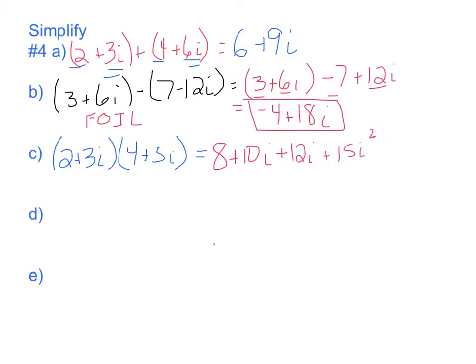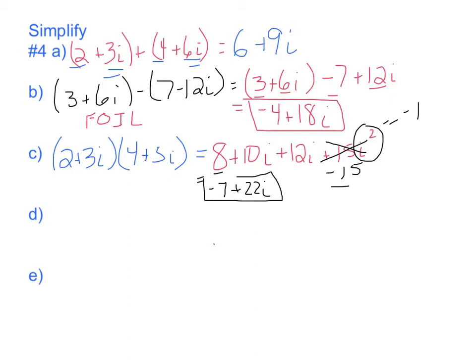Now go back to the beginning of your notes. What did we say about i squared? Oh, wait a minute, that's really just negative 1. That means this whole thing right here really just says what? This really just says minus 15, because it was 15 times negative 1. And now combine your like terms. 8 minus 15 is negative 7, 10 and 12 is plus 22i. And there you go. So this nasty hunk of junk becomes negative 7 plus 22i.